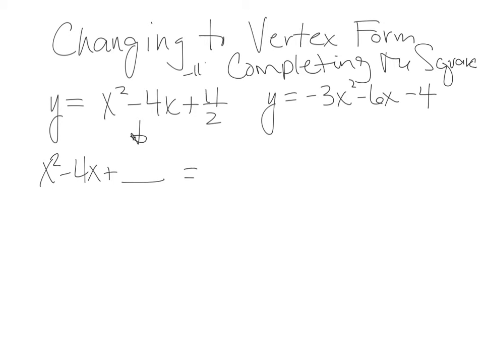Well, in order to do that, I had to get rid of this 11 halves, didn't I? I had to take it to the other side, and remember, whatever we put here, we're going to have to add over there also. So what number can we put here? Well, take your b value, cut it in half. See, what's half of negative 4? Well, it's negative 2. Then square it. Oh, well, that's going to be positive 4. So I need to add 4 to each side.